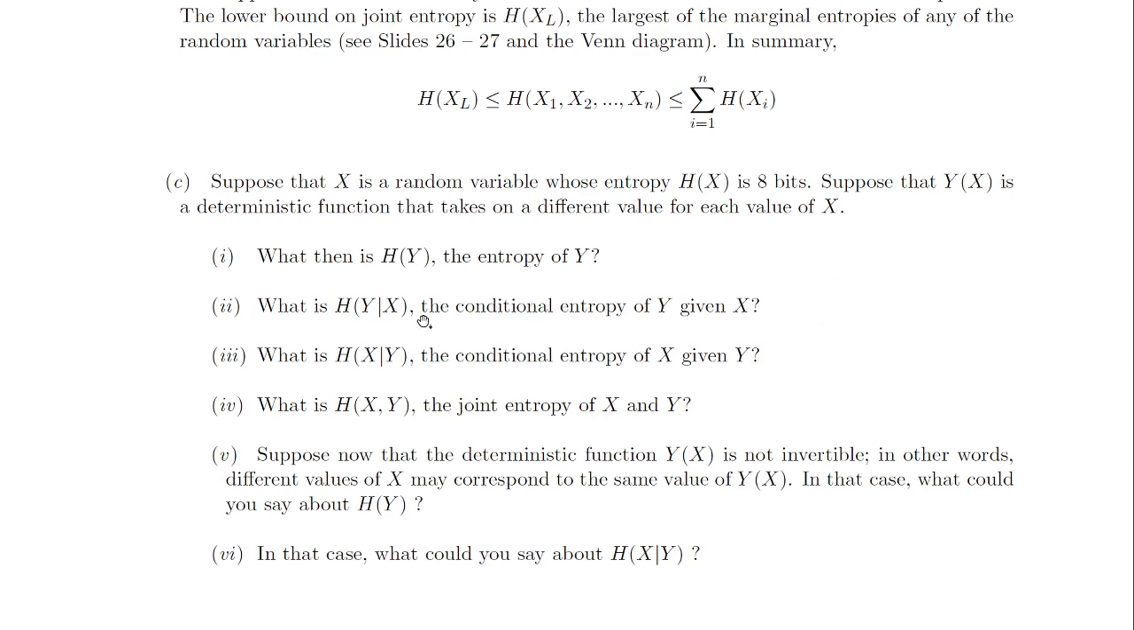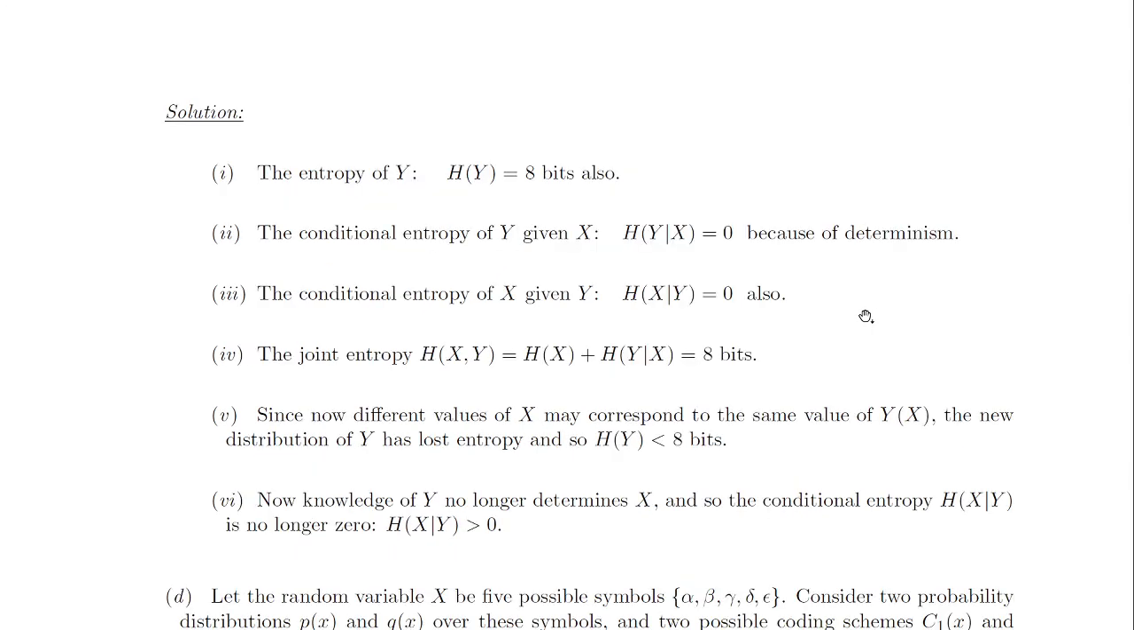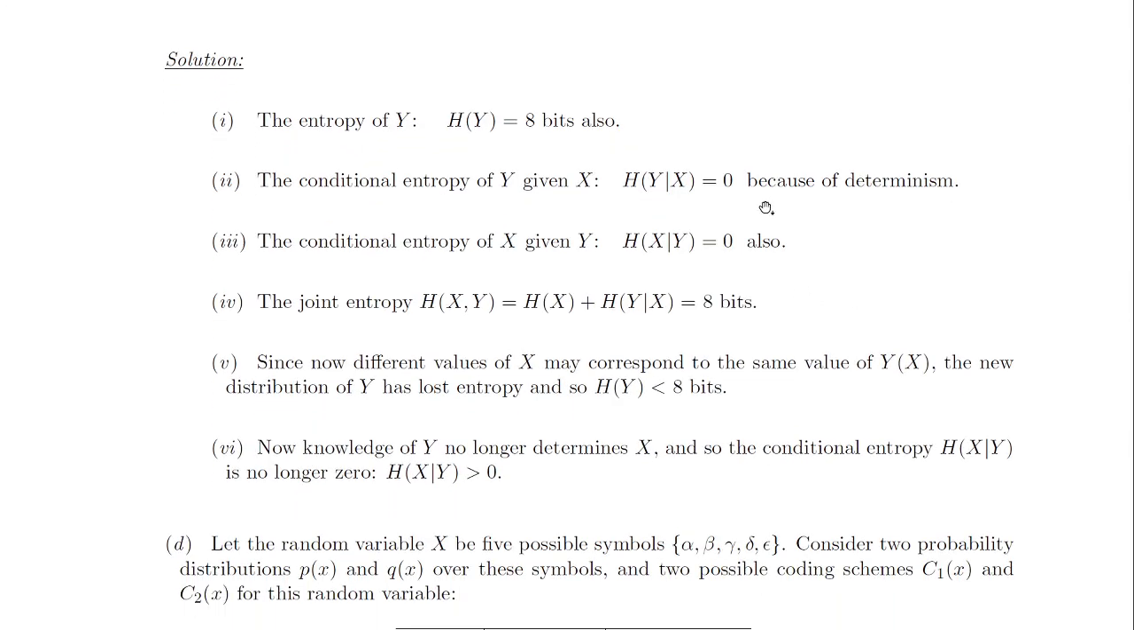What's the conditional entropy of y given x and of x given y? Let me just jump ahead to where the solutions are embedded. Because of determinism, both of those are 0. Given that x determines y, the conditional entropy of y given x is just 0. There's no uncertainty left because this is a deterministic function. And given that it's invertible so far, it also follows that there's no uncertainty about x given y, so we have that conditional entropy also being 0.